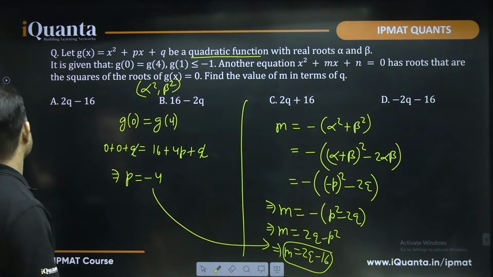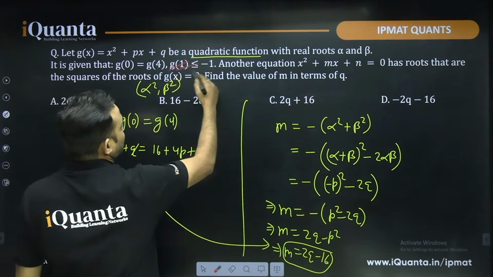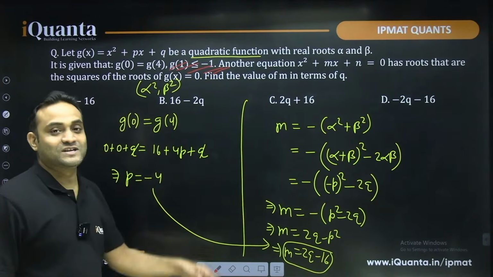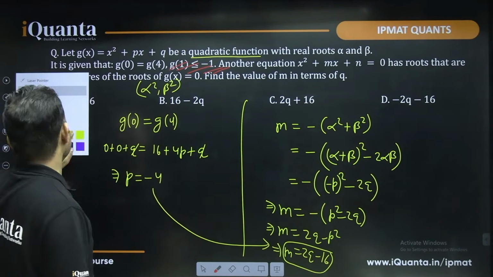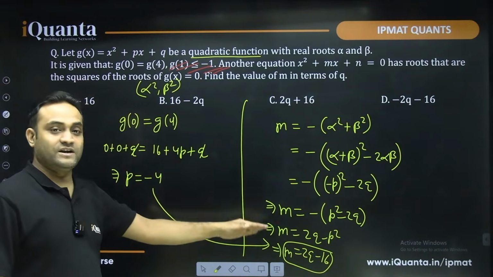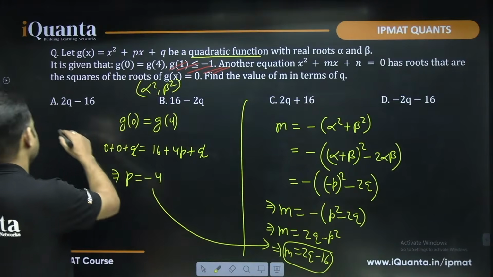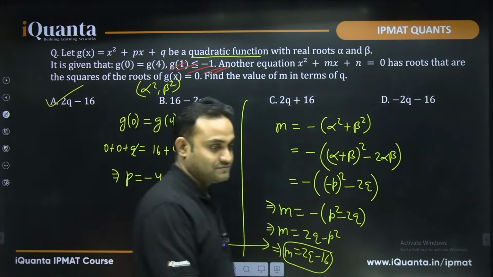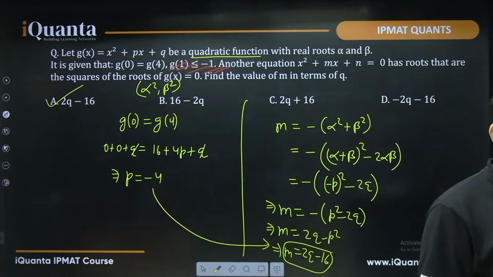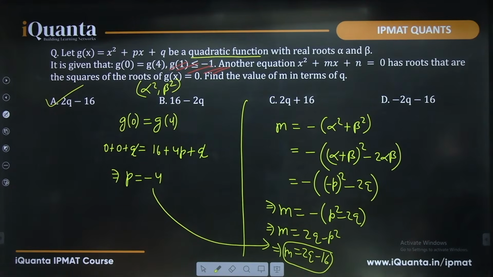Now this one is totally irrelevant, right? There is no use for that. We needed the value of m, and we got 2q minus 16. Option A. So some irrelevant information as well.